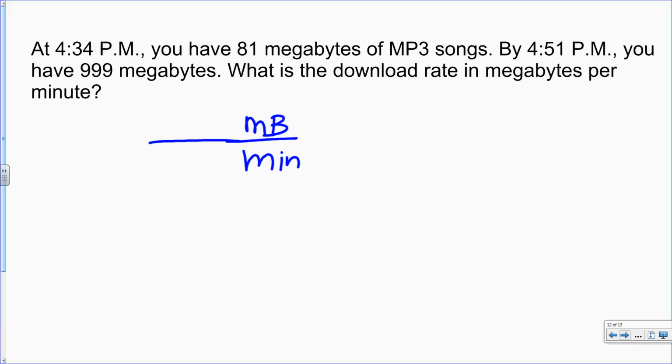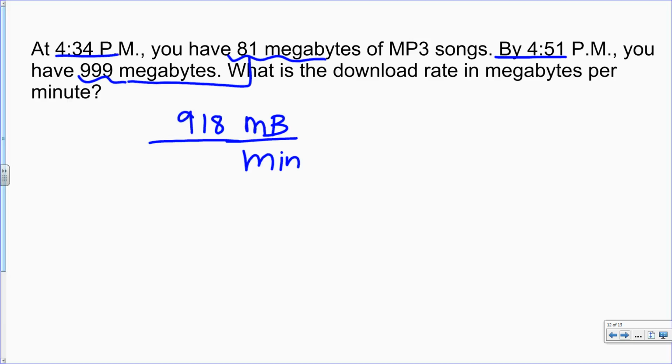So I have to figure out how many megabytes. I started with 81, and then I got to 999. So I need to figure out how many I downloaded. So I just need to subtract those. And when you subtract these two, you get 918. So I downloaded 918. Now I started at 4:34, and I stopped at 4:51.